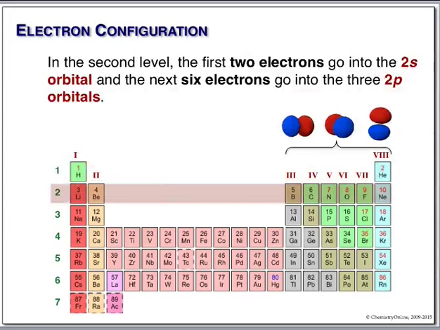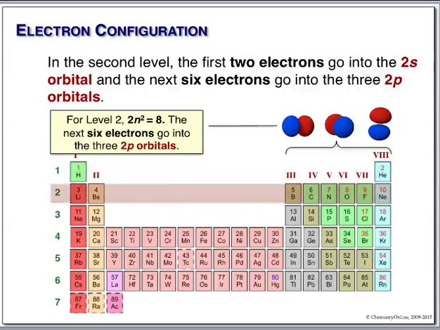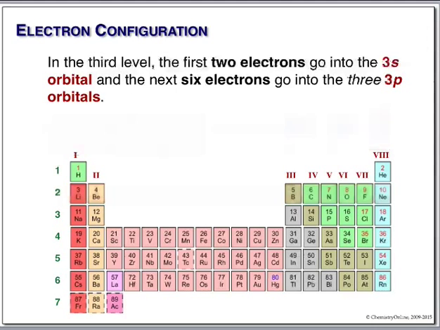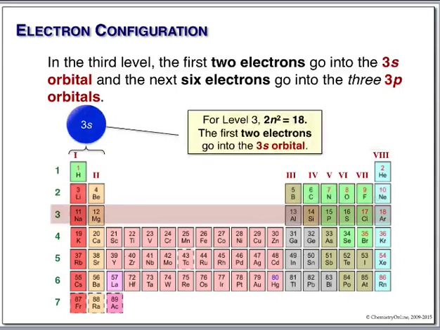Get over here for group 3. We're going to put the next 6 electrons into these p orbitals. Again, each one can hold 2 electrons for a total of 6. Carbon is in group 4. That means it has 1, 2, 3, 4 valence electrons.